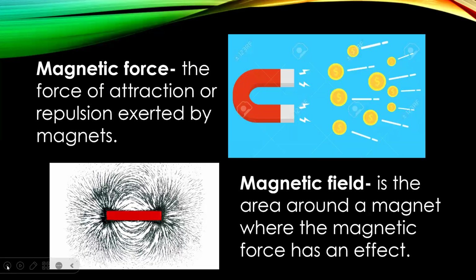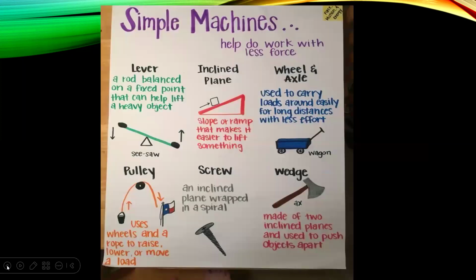Okay, magnetic force. The force of attraction or repulsion exerted by magnets. Please highlight your book. And then we have magnetic field, which is the area around a magnet where the magnet has an effect. Okay, and then in your book, you have also simple machines.